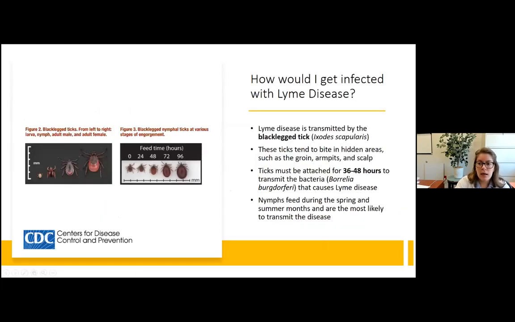So how does one get Lyme disease? Well, it's from this tick, specifically the black-legged tick, or the scientific name is Ixodes scapularis in the United States. There's other similar ticks found throughout the world, but this is the one that causes infection, especially in the Northeast. The ticks tend to bite humans in hidden areas such as the groin, armpits, and the scalp. And usually the ticks must be attached for at least 24 hours, more commonly 36 to 48 hours, in order to transmit the bacteria that causes Lyme disease.